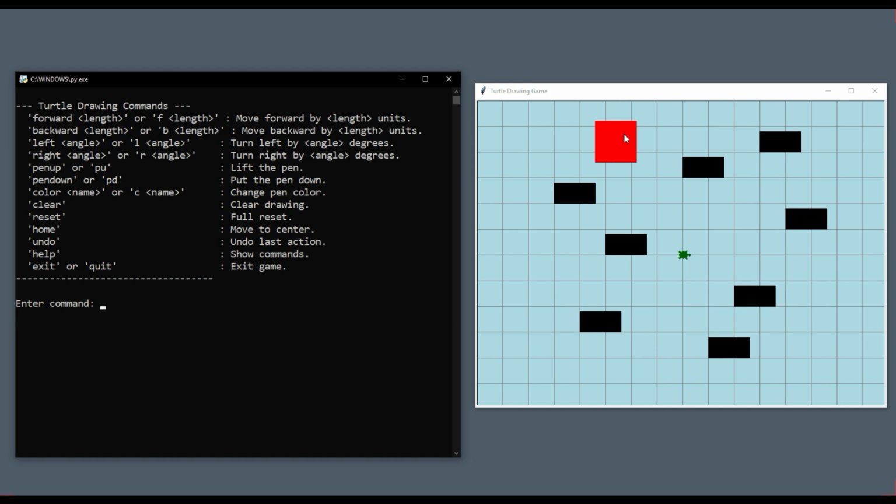So let me try that. First thing is, it has to turn left. So left and 90. Can you see that? So it was complete to the right. Now it's taken the middle path. So then I'll go forward. I think I have to go 100. Okay, that's good. Then again I'll turn left and again 90 degree.